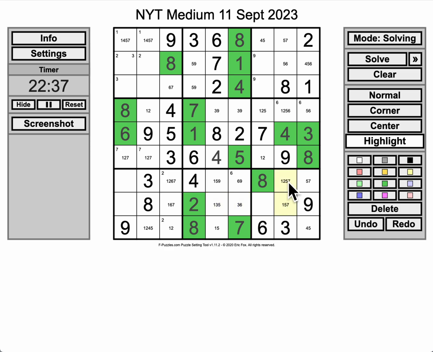Actually, these can't be 6. No, this could still be 6. Fiddlesticks. This could be either of these. That's not helpful.